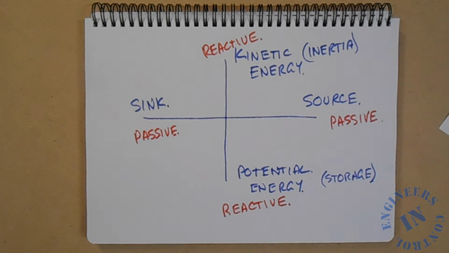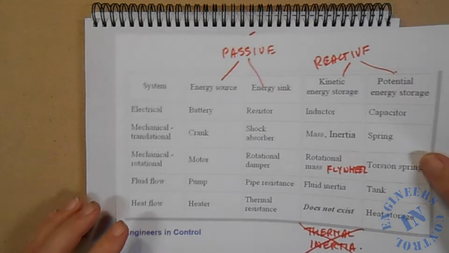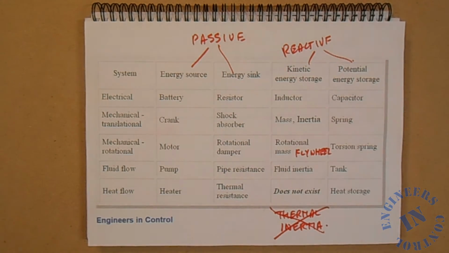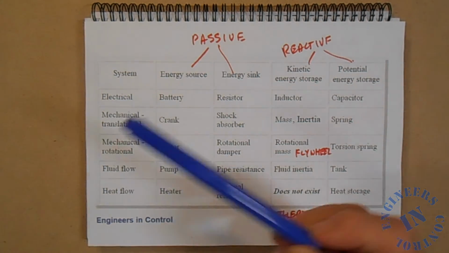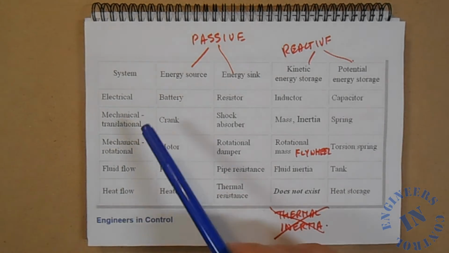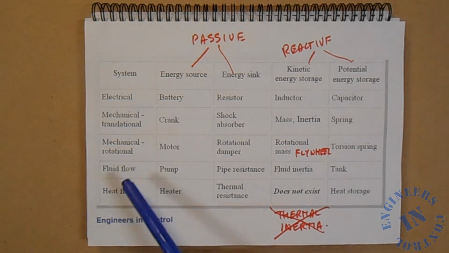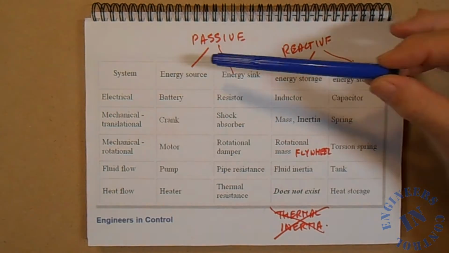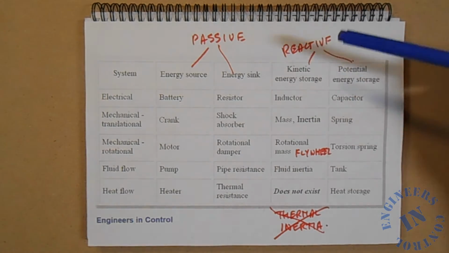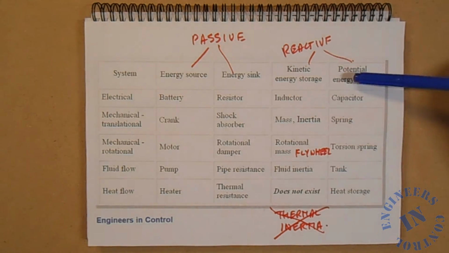When I'm teaching system dynamics to students and people I mentor, I use this. It's a chart that I've drawn myself, and I find this really convenient to explain things. So I've got the main types of processes we find in industry: electrical, mechanical translational, mechanical rotation, fluid flow and heat flow. And I've got my 4 types of energy: my source of energy, my sink of energy, my kinetic energy storage and my potential energy storage.